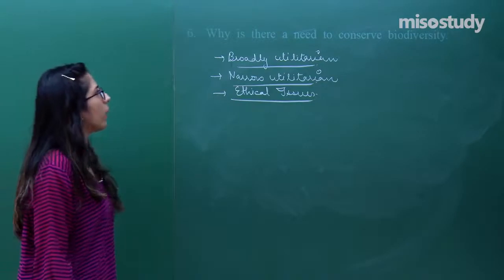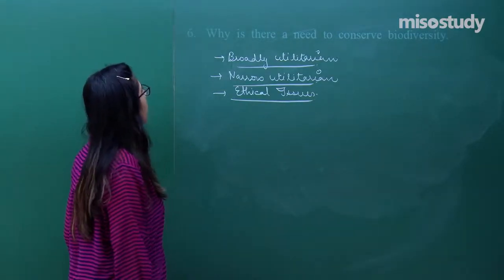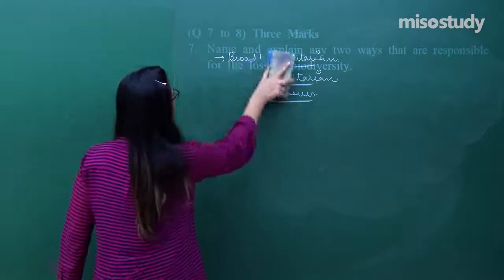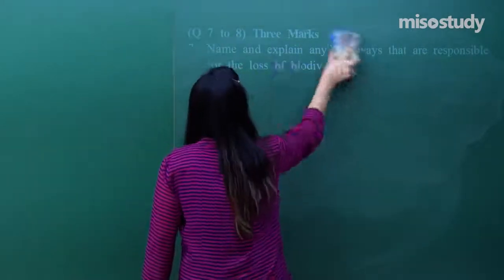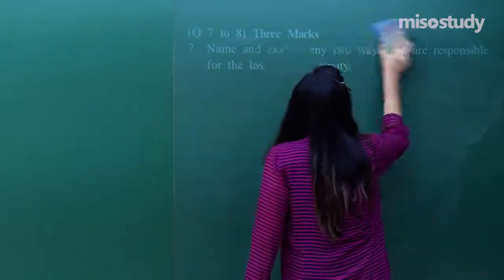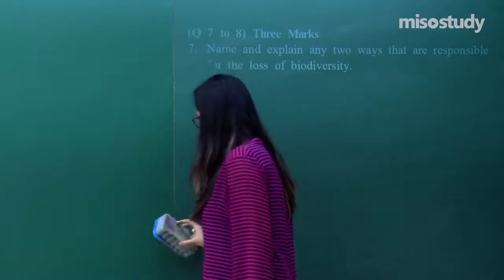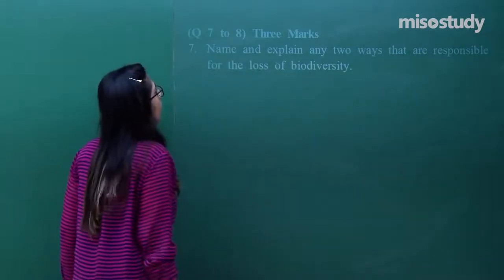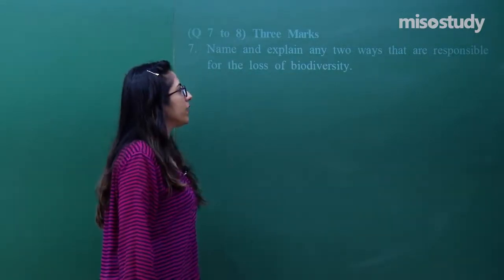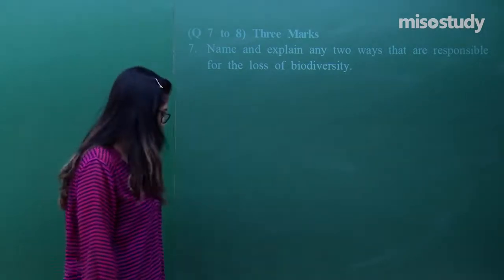So students, hope you have noted down about this question number 6. Now let us move on to our next question. This is a new category, that is 3 marks. Let us see. First of all, read this question, then we will proceed forward. Name and explain any 2 ways that are responsible for loss of biodiversity.